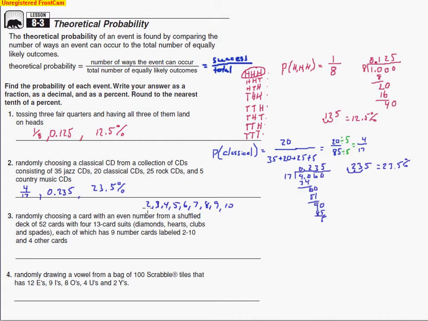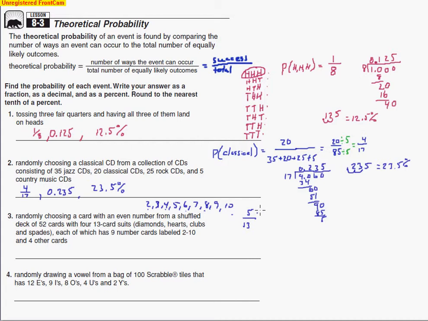We count up the even ones. We got 1, 2, 3, 4, 5 even ones. So we have 5 even out of how many total in each suit? 13. 5 out of 13 in each suit. And we'll go ahead and just leave that as our answer. And the reason is that if we went ahead and multiplied this out, we would end up coming back to this number. But let's go ahead and do that.